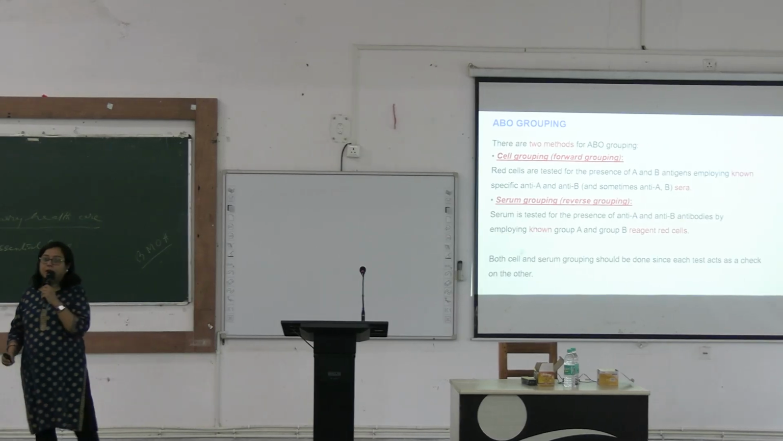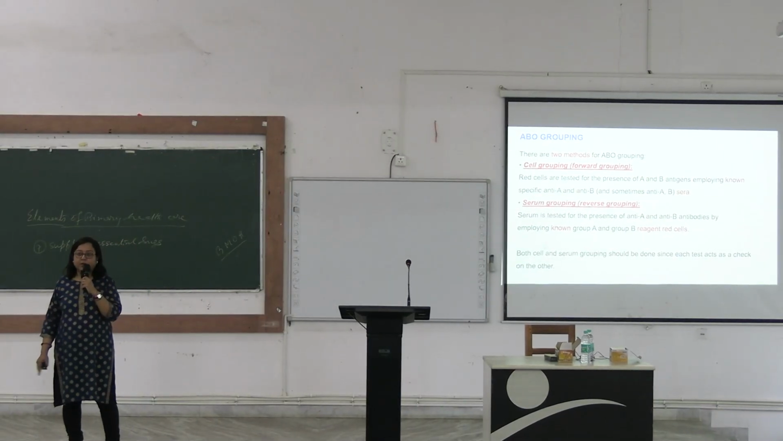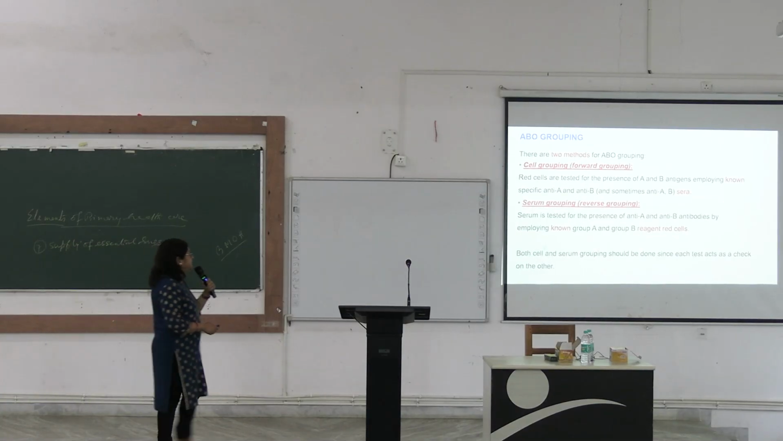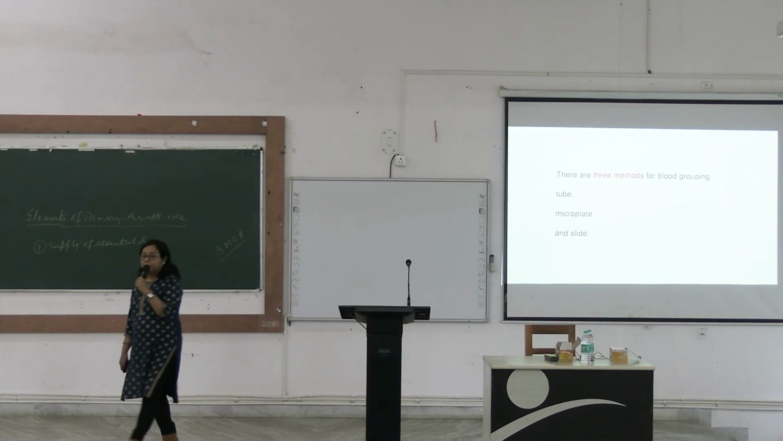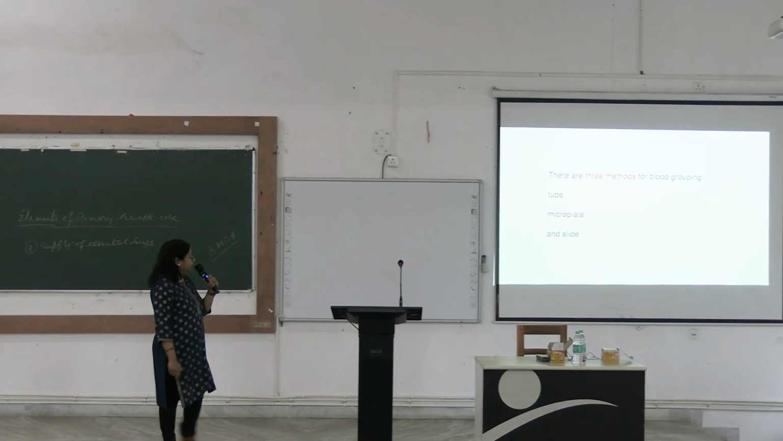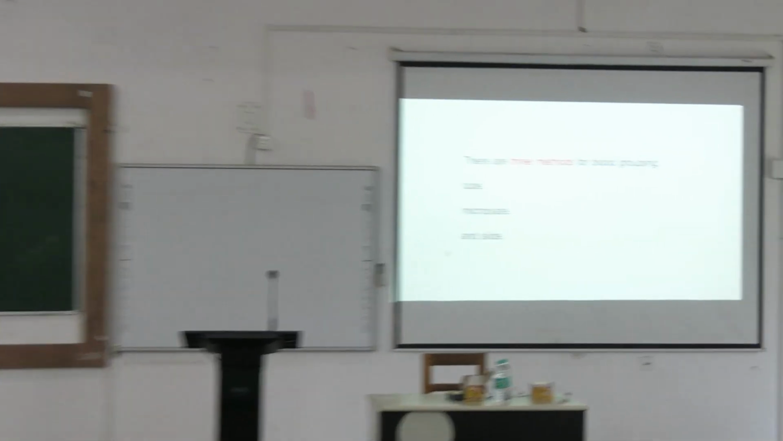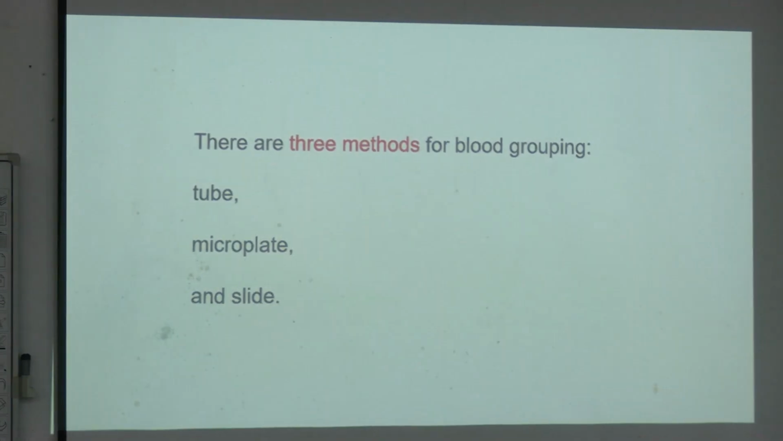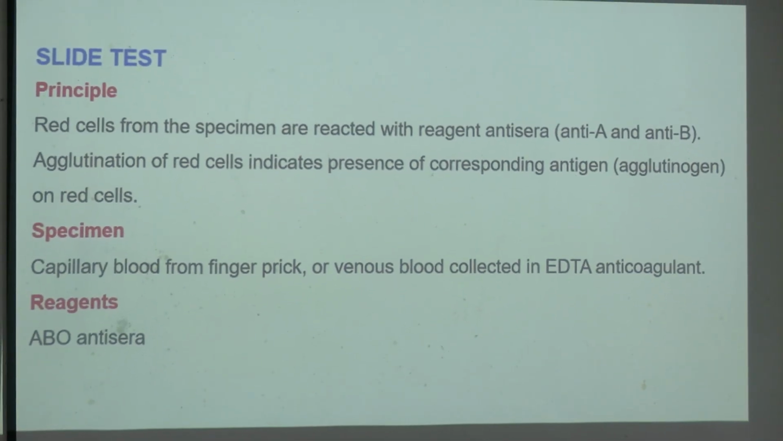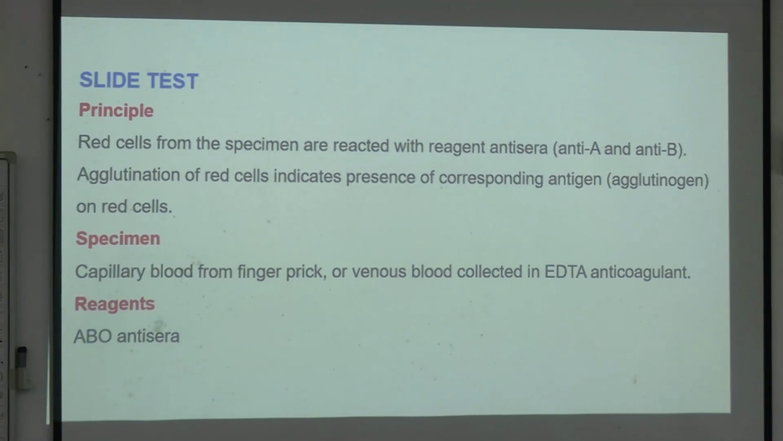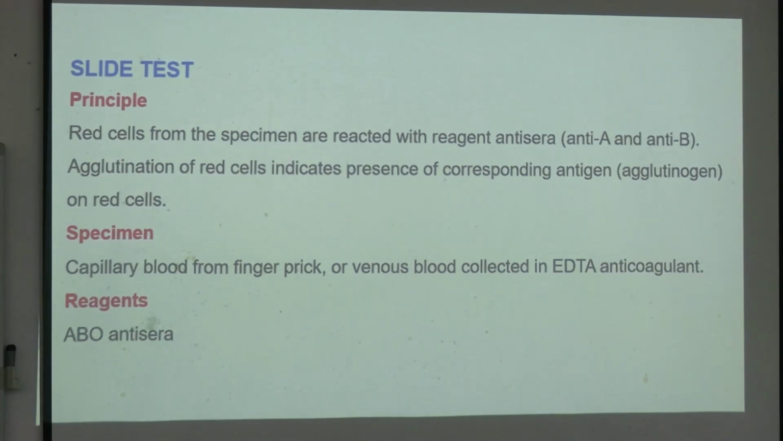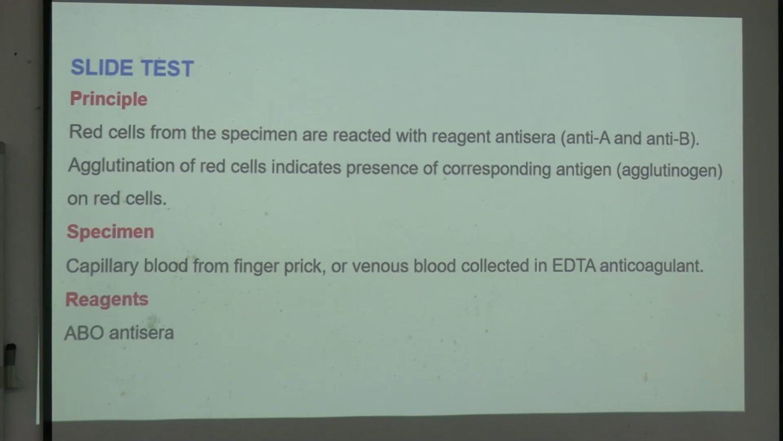So usually both the types should be done because it is a check whether the blood group obtained is correct. There are three methods of blood grouping, and today we'll discuss only two. The important ones are tube method, slide method, and microplate method. So what is the slide test? This is done commonly in the laboratory. So the principle is you have to do it in your practical exams as well. So you should know the principle.